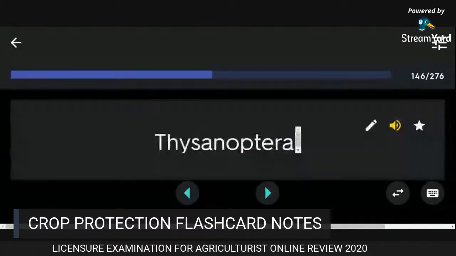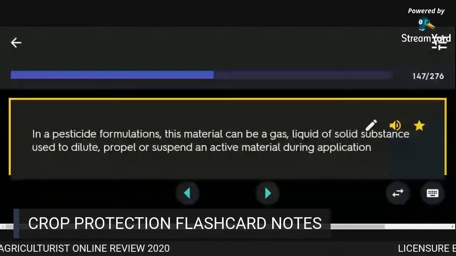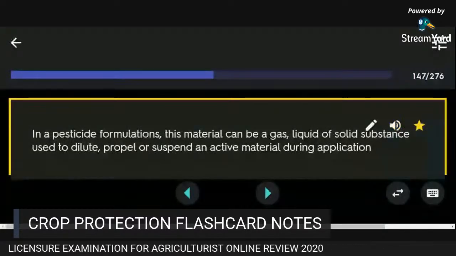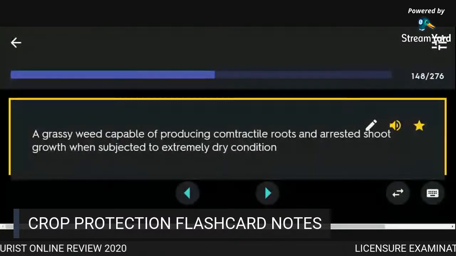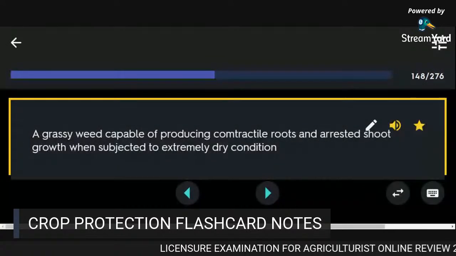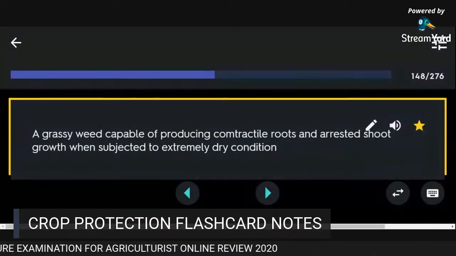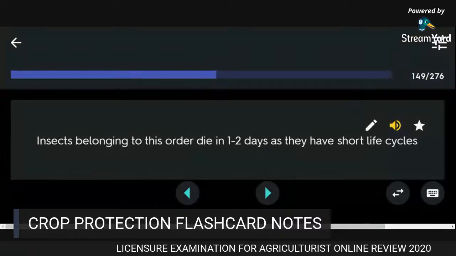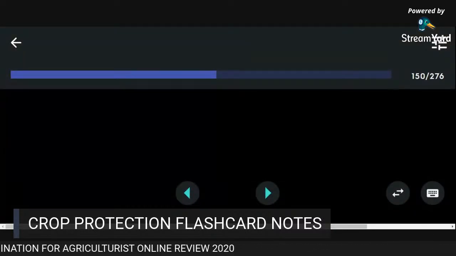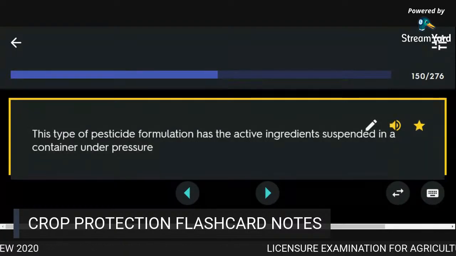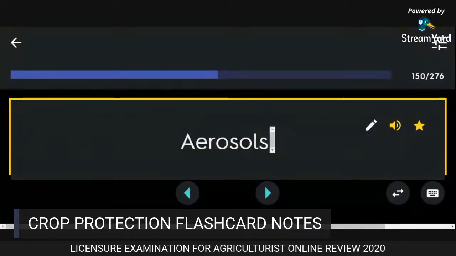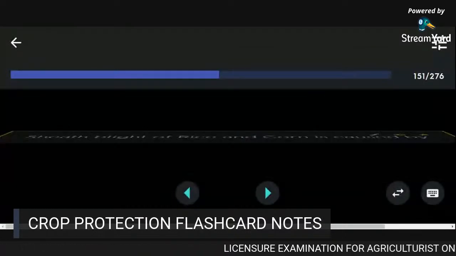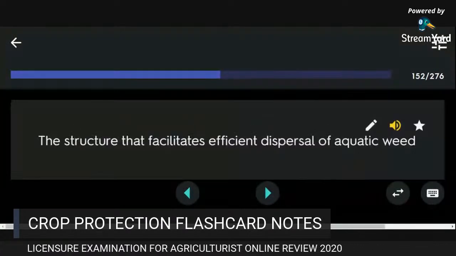In pesticide formulations, this material can be a gas, liquid or solid substance used to dilute, propel or suspend an active material during application. Spreader. A grassy weed capable of producing contractile roots and arrested shoot growth when subjected to extremely dry conditions. Bermuda grass. Insects belonging to this order die in 1 to 2 days as they have short life cycles. Diptera. This type of pesticide formulation has the active ingredient suspended in a container under pressure. Aerosols. Sheath blight of rice and corn is caused by Rhizoctonia solani.